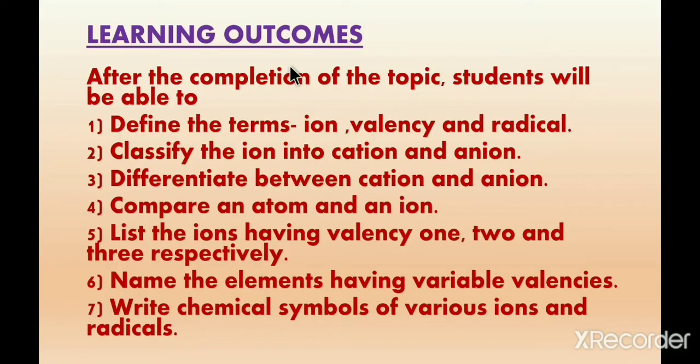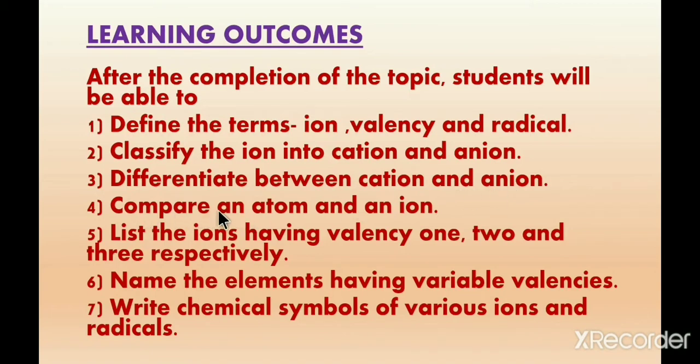Learning outcomes. Students, after the completion of the topic, you will be able to: number 1, define the terms ion, which is an atom with charge, valency, the combining capacity of an atom, and radical, that is a group of atoms carrying charge. Number 2, you will be able to classify the ion into cation and anion depending upon the charges. Number 3, differentiate between cation and anion.